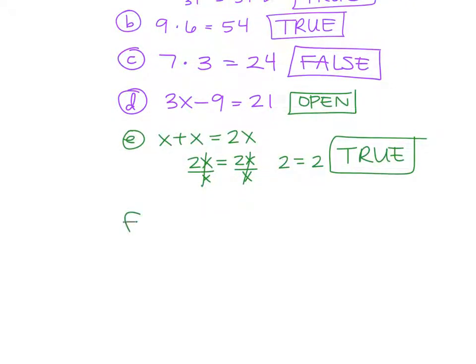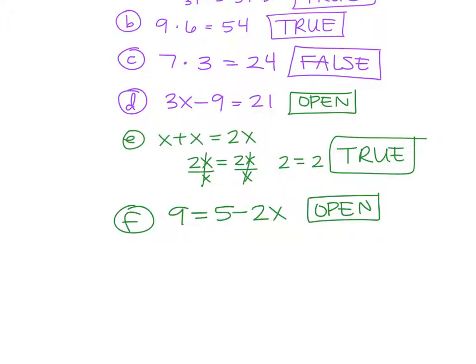What's this one? 9 equals 5 minus 2x. That's open. Okay, that one has a variable just on the one side, so you're not going to be getting rid of anything. That is open.